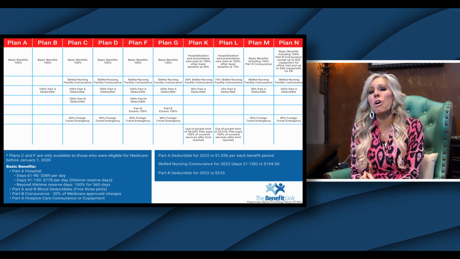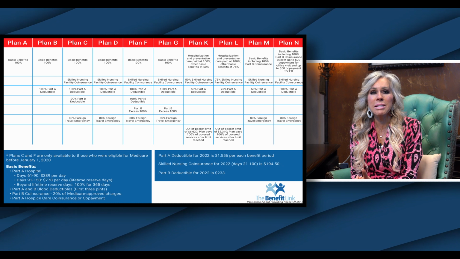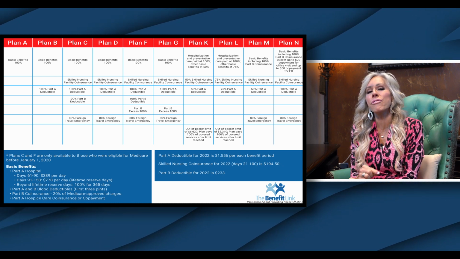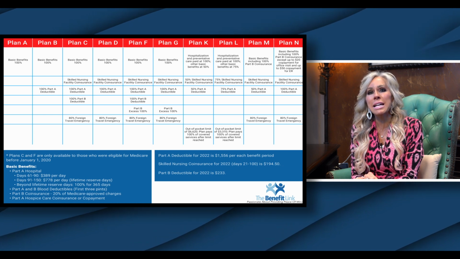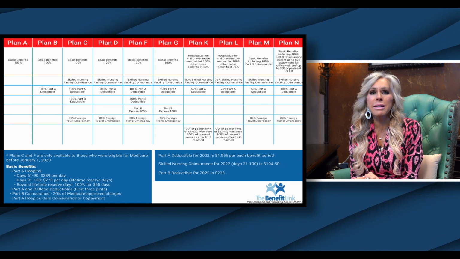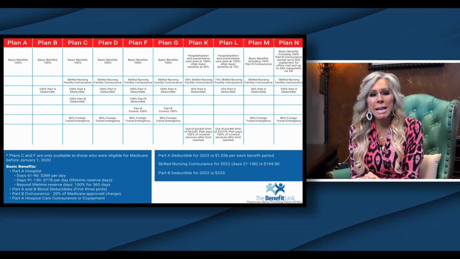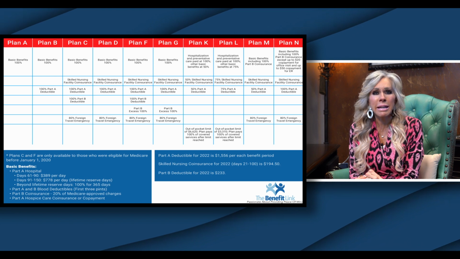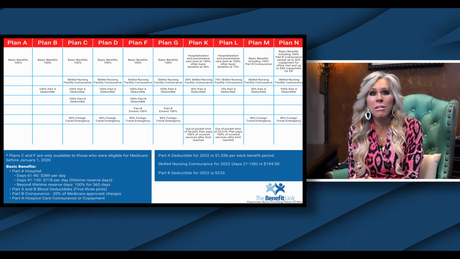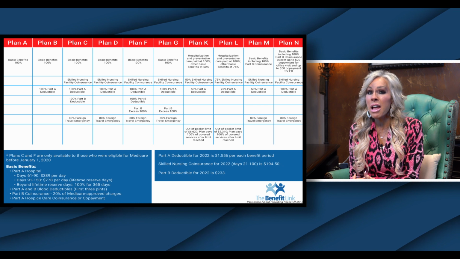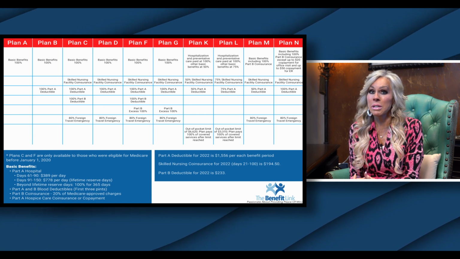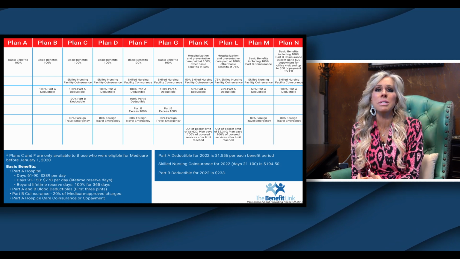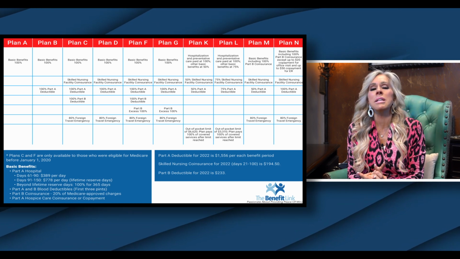If you'll look at your chart at the very bottom, you see where it says foreign travel. And then right above foreign travel, you'll see that it says 100% excess charges. Now, I want you to look over at all the other plans, A, B, C, D, the plans K, L, M, and N. None of them cover 100% excess. Well, what is 100% excess charges? This is what that means.